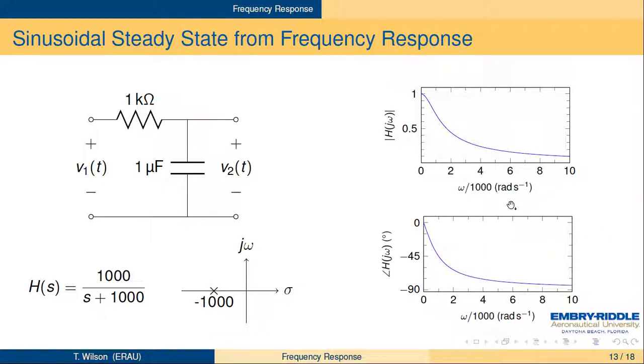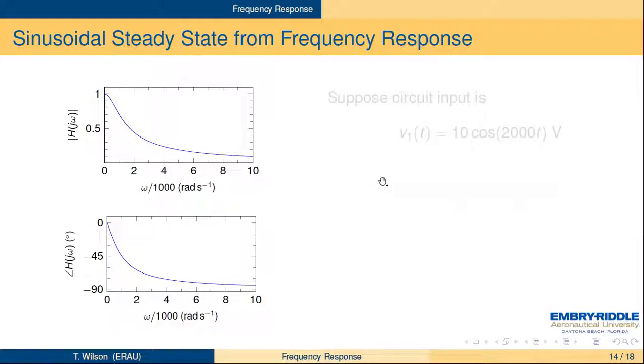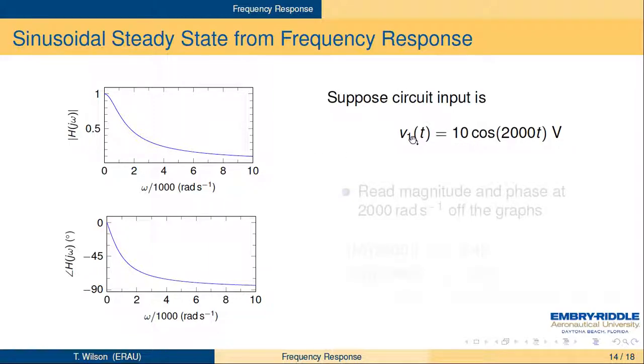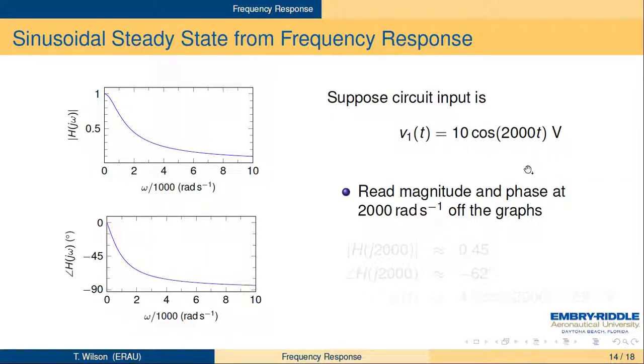Now we can say, well, what do we do with a different frequency? Here's our magnitude and angle again. What if we put in a 2,000 radians per second cosine? Well, we can just read the magnitude and phase off the graphs. We don't have to go back to our formula anymore, unless we get numbers out here that we don't know how to deal with, and we'll see how to deal with that in the near future.